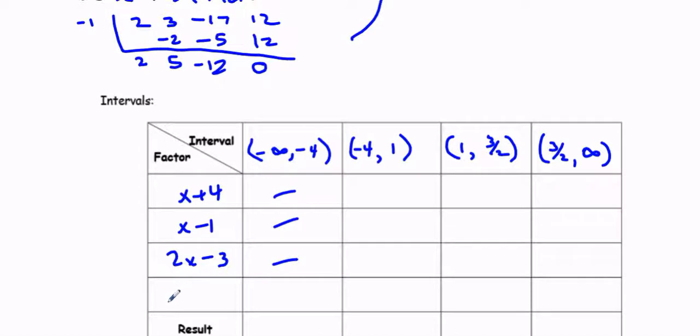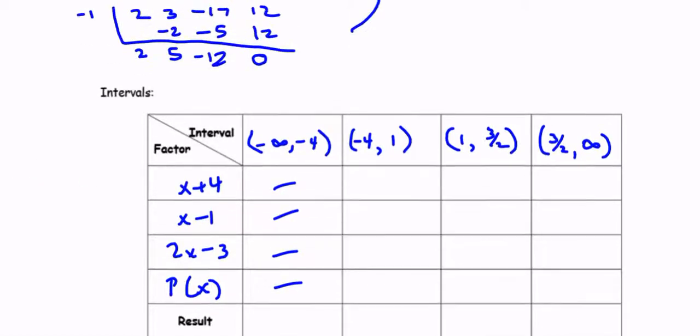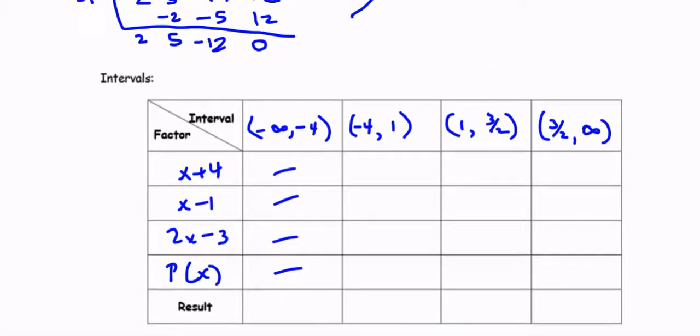And my result, which I'm just going to call p of x. So now these three are being multiplied together. A negative times a negative times a negative is a negative. And I know without graphing that in the interval between negative infinity and negative 4, this graph will be less than 0. Did we want that? We always go back and check what our inequality was. We wanted something greater than or equal to 0, so we're going to say no for that one.